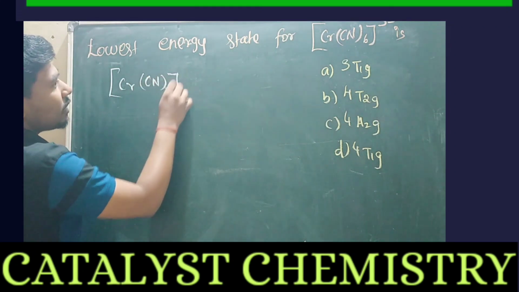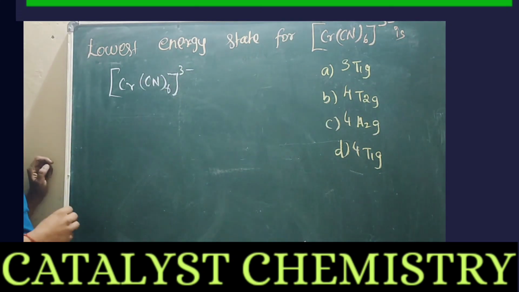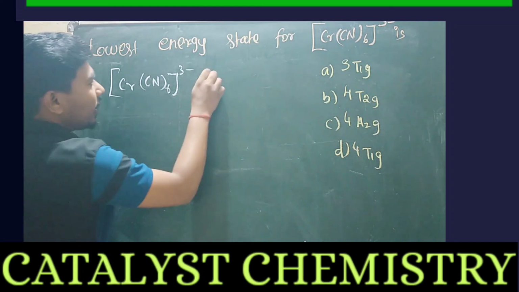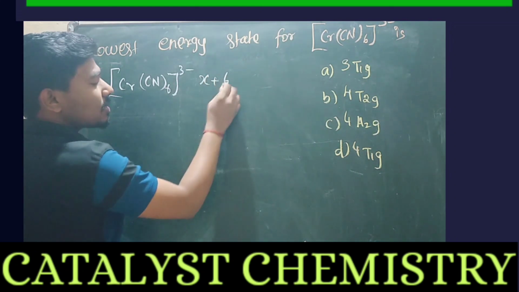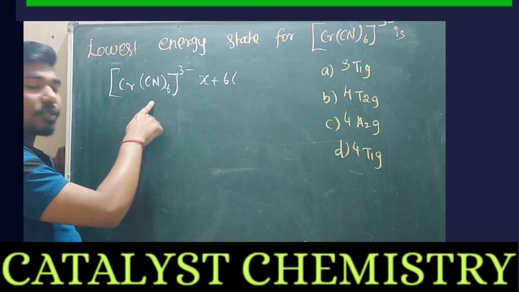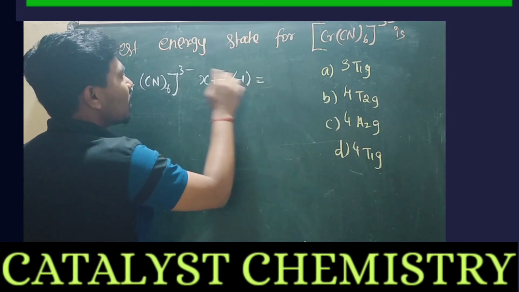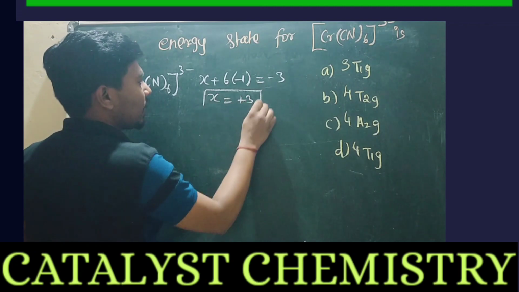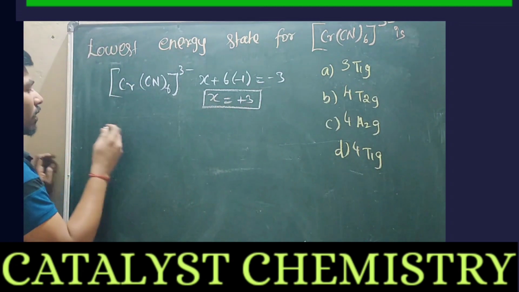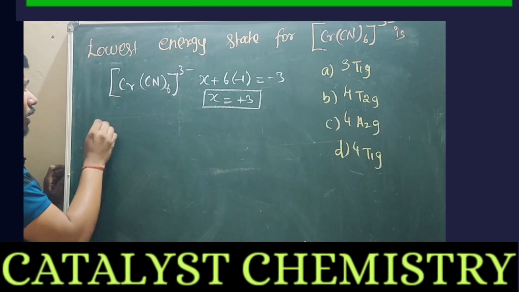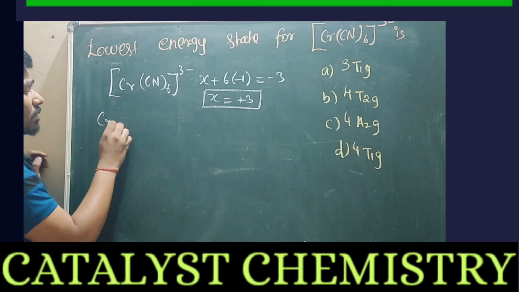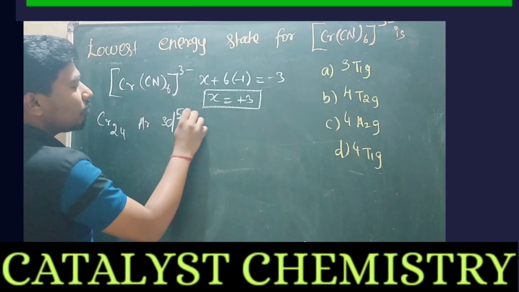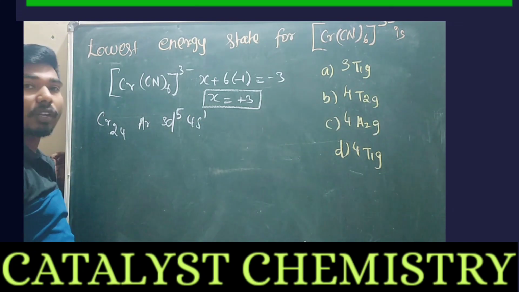Cr(CN)6 3 minus. Okay, so first we should identify the oxidation state of the central atom. So I'm going to take it as X plus cyanide. There are 6 cyanides and the charge of cyanide is -1. And the charge on the sphere is -3. Then X equals +3 oxidation state. When the metal is in the +3 oxidation state, we know the electronic configuration of chromium. It is 24: argon 3d5 4s1.